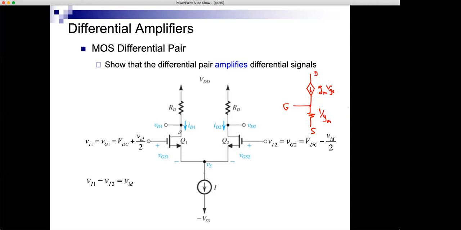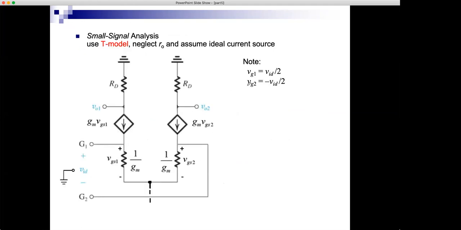I will replace in my small signal analysis Q1 by its small signal model, Q2 by its small signal model. RD will remain there. This will become ground. This will become an open circuit because it's a DC current source. So I will have a T model here, a T model here, an open circuit here, and then RD to ground, RD to ground. And this is what we show here: the T model of Q1, the T model of Q2, RD to ground, RD to ground.